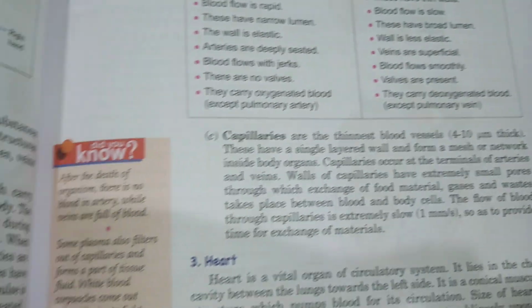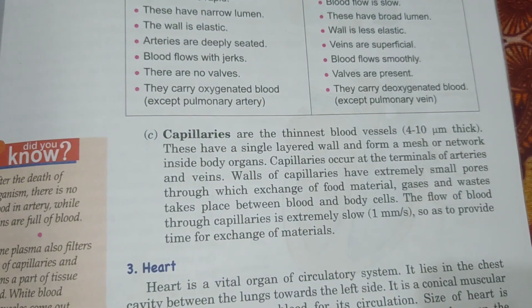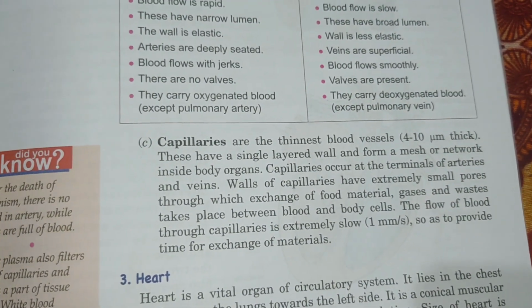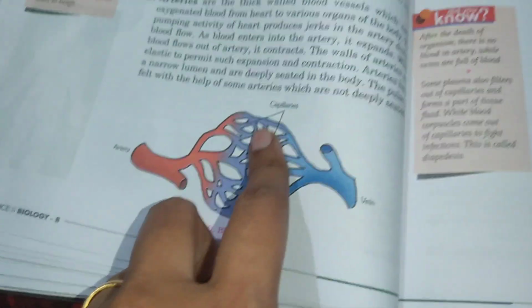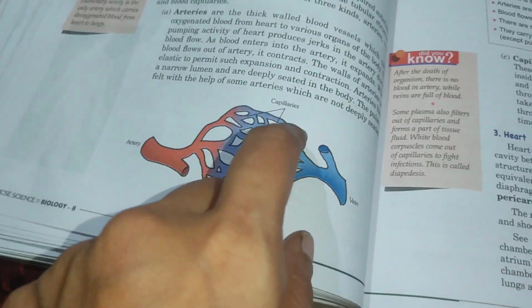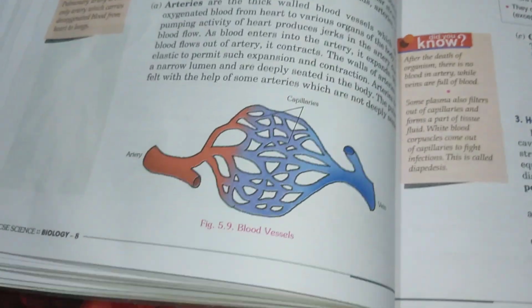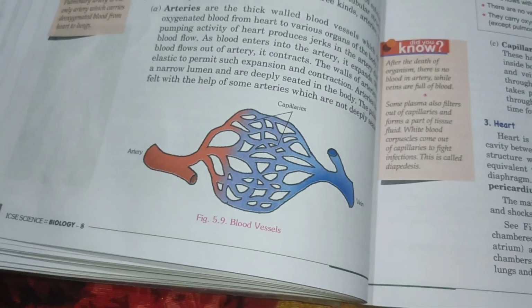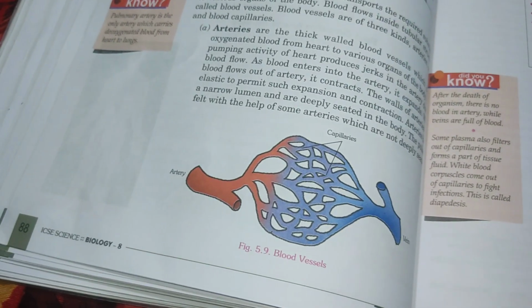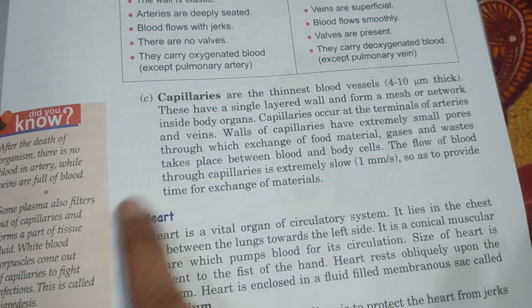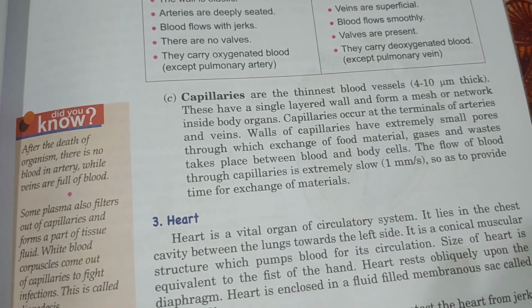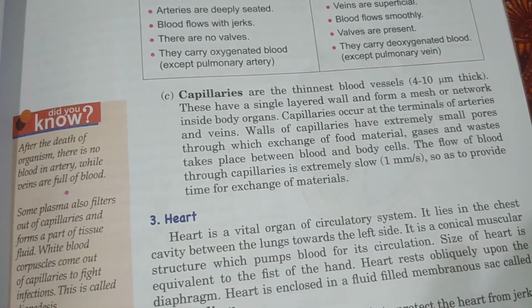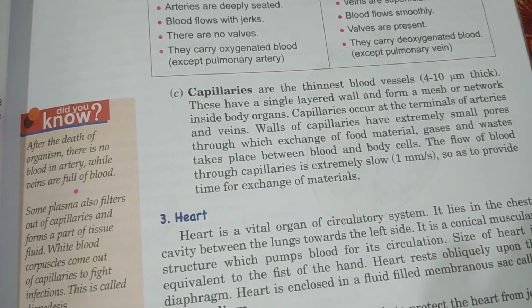The last type is capillaries. Capillaries are the thinnest blood vessels. They have a single layered wall and form a mesh or network inside the body. They occur at the terminals of arteries and veins. At the ends of the arteries and veins, they branch into small branches called capillaries. The walls of capillaries have extremely small pores through which exchange of food materials, gases and wastes takes place.